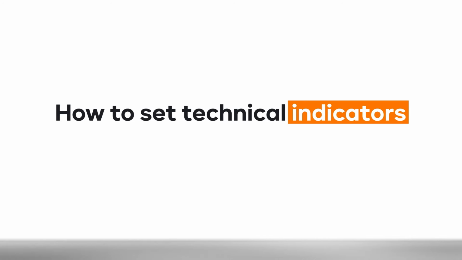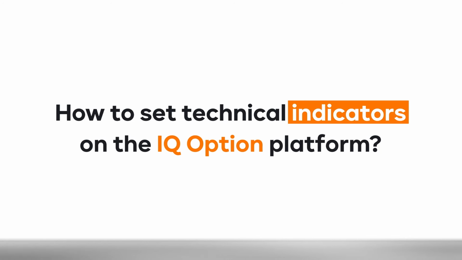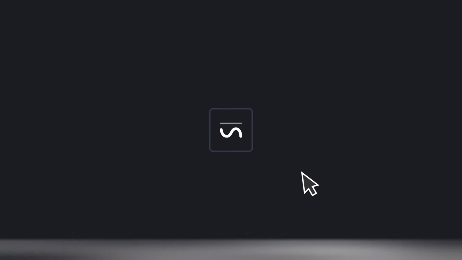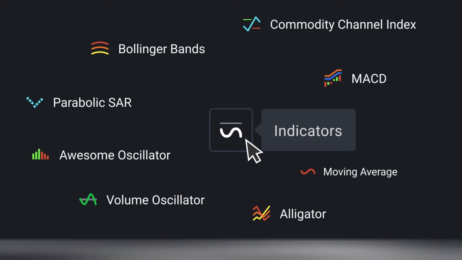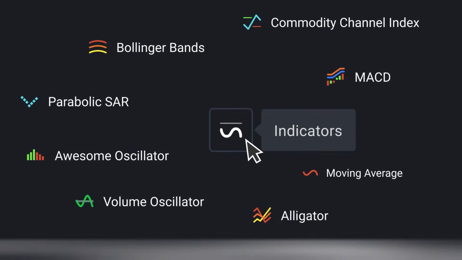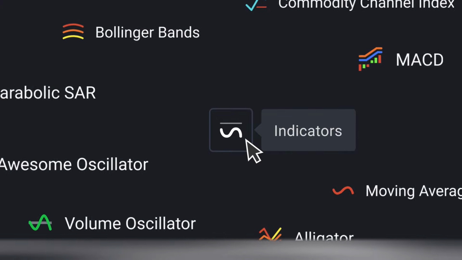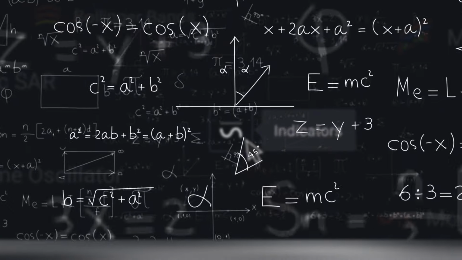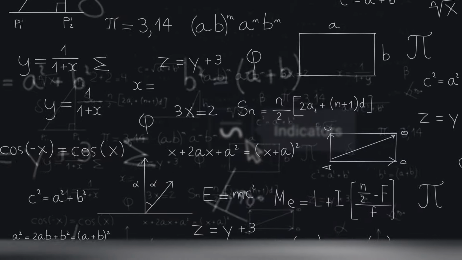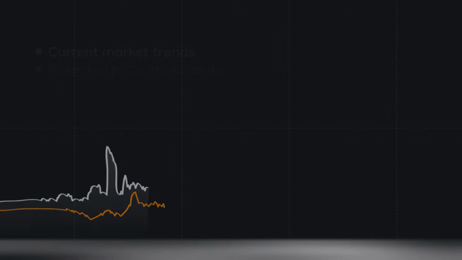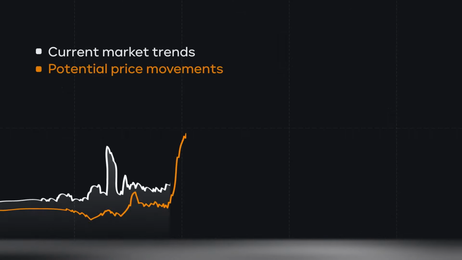How to set technical indicators on the iqoption platform. Technical indicators are tools that may help traders spot entry and exit points, identify market trends, and predict how the market will potentially perform in the future. Technical indicators are mathematical formulas that are based on past data, historical prices, and volume. These data may help indicate potential future price movements or identify current trends.